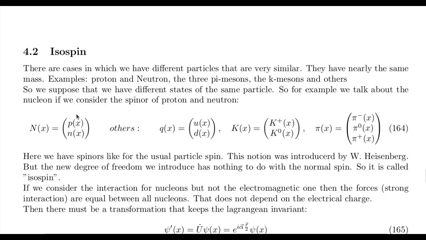Here we write that like a spinor. It is mathematically similar to the spin of the particles, but it hasn't anything to do with the spin. So it is a new degree of freedom, and so we call it not spin but isospin. Werner Heisenberg introduced the notation of those spinors.